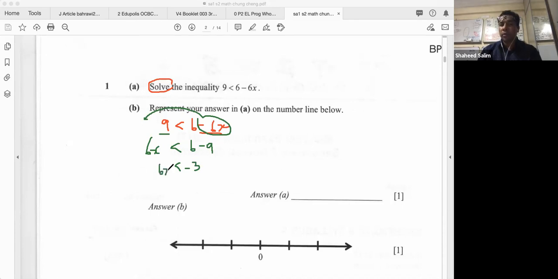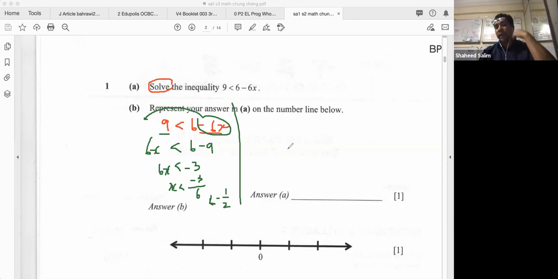So 6x is smaller than negative 3. X, okay, you divide it by 6, right? So you get negative half. You reduce, divide by 3, negative half. That's the answer here. So some may be confused. I thought when we divide by a negative number, we need to change the sign. Yeah, only if you have a negative down here. So I show you that one. So x is less than negative half. This one is the answer.